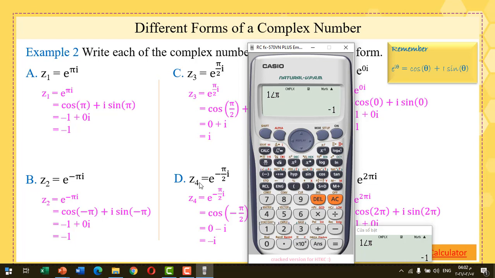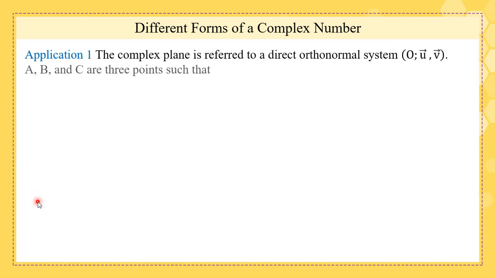For example, if I want to write part D using the calculator, so this is AC1 and then this symbol and then negative pi over 2, this is equal to negative I. Okay, now let's continue with this application.